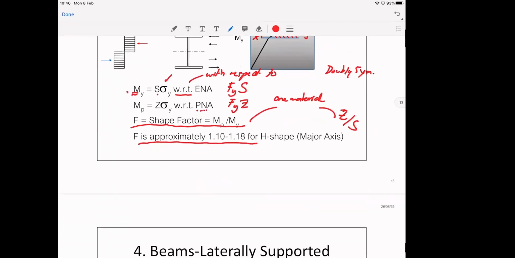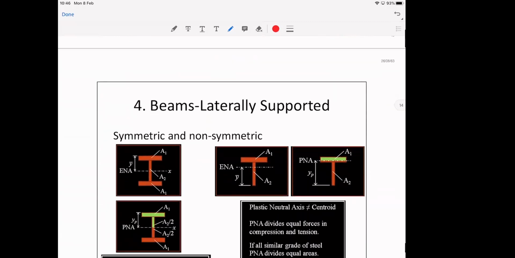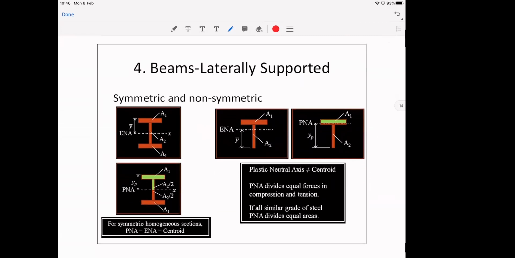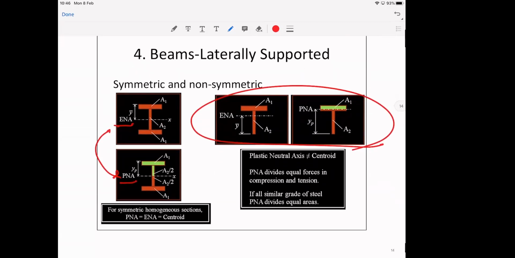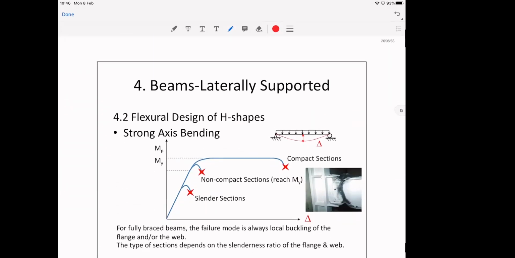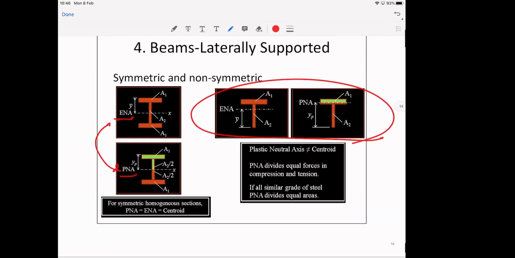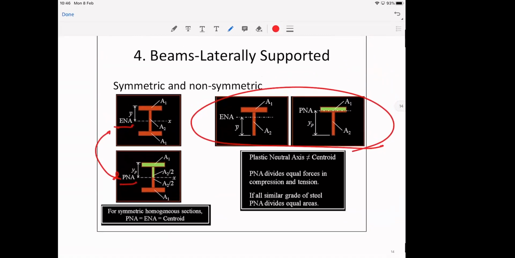Is there any question? Now, as I said before, if you have a symmetric section, your elastic neutral axis is at the same location as the plastic neutral axis. But if you have a non-symmetric section, you're going to have to locate them. Okay? I think the next one will be about local buckling. So that's it here. Do we have any question? Generally you don't.